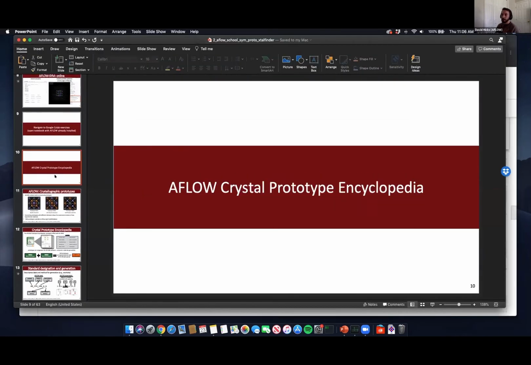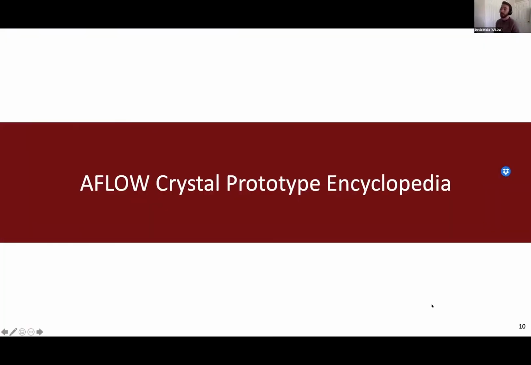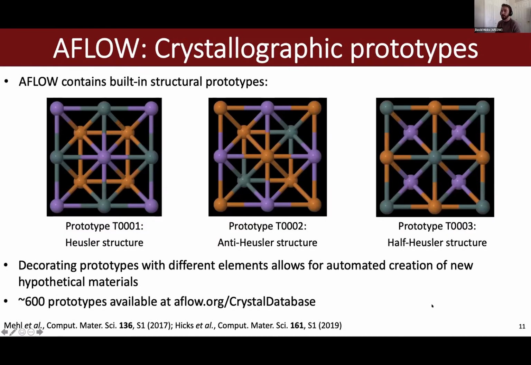Okay, so next we're going to go back to the PowerPoint, and now we're going to be talking about prototypes. We're actually going to be generating crystal structures with the AFLOW software. Cormac and Marco have already alluded to this, that we have built-in structural prototypes. For example, the Heusler structure, which serves as a backbone structure that we can decorate with different atomic species and create hypothetical new materials that we can run simulations on. Currently we have 600 prototypes available online, and I'll show that in a little bit.